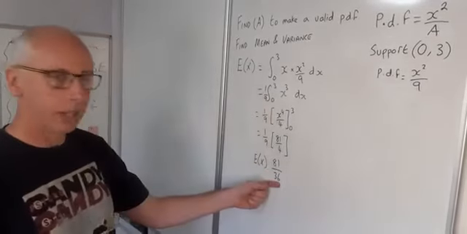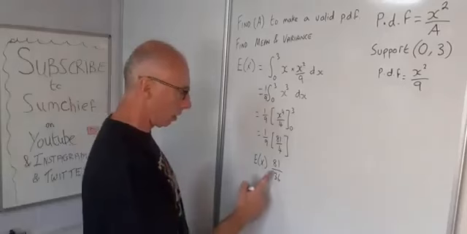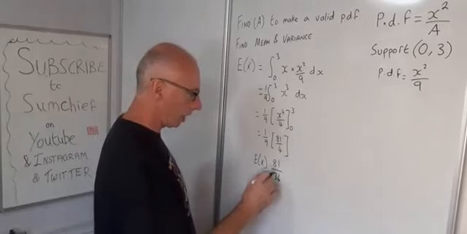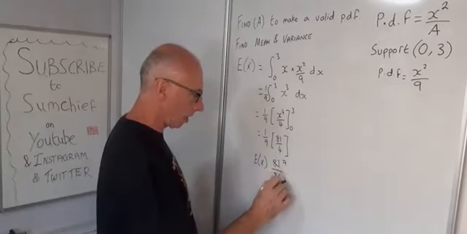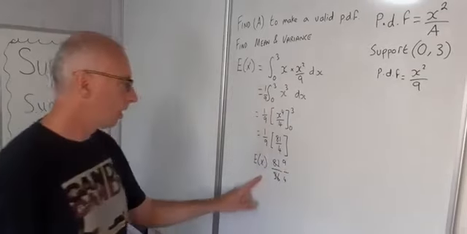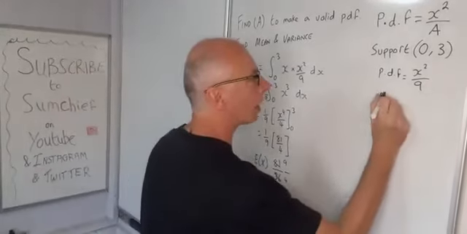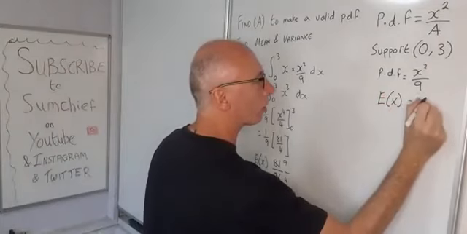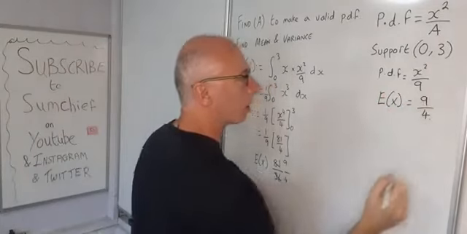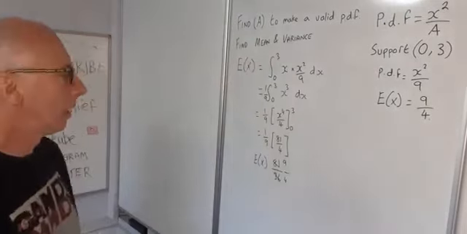So we can simplify this up a little bit. Common factors here are going to be 9. So that's going to leave us 9 over 4. So that's our mean value. So E of x equals 9 over 4. Okay.